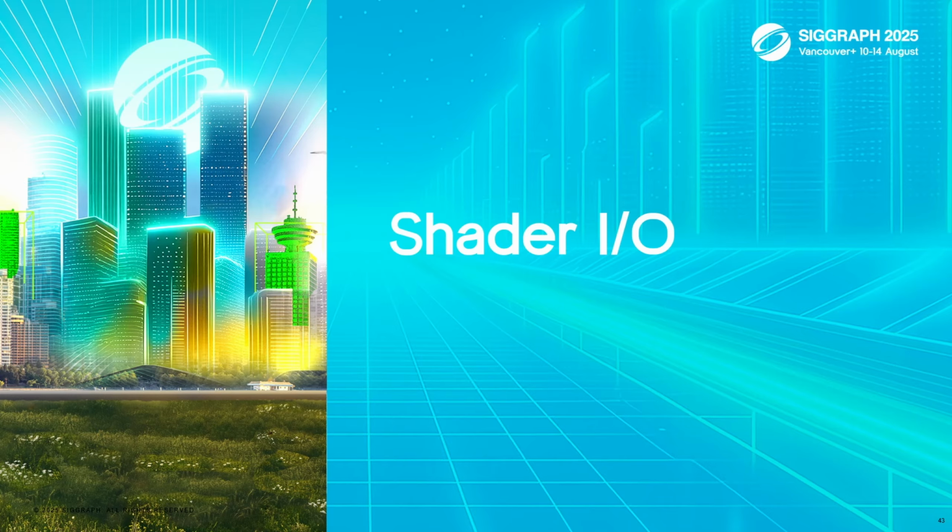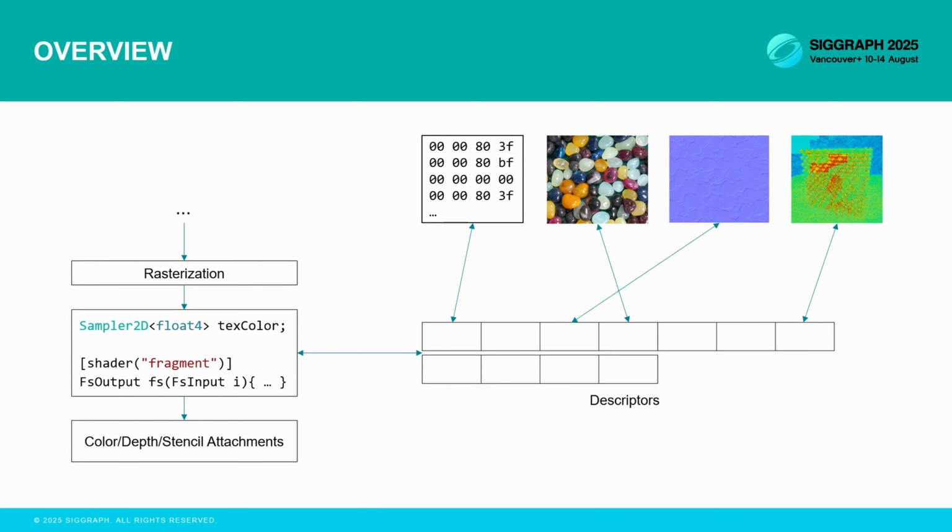This connects to a larger topic, shader input and output. Most shaders operate on data in some way. For instance, a fragment shader might load material properties from one buffer, sample textures, and finally output a color to a frame buffer. Typically, the way this works is resources like buffers and textures exist in video RAM somewhere, and the app writes descriptors, which are like pointers with some extra info, into descriptor sets or descriptor heaps, and then binds these descriptor sets or heaps in the rendering pipeline.